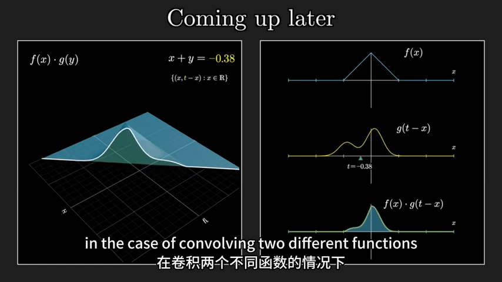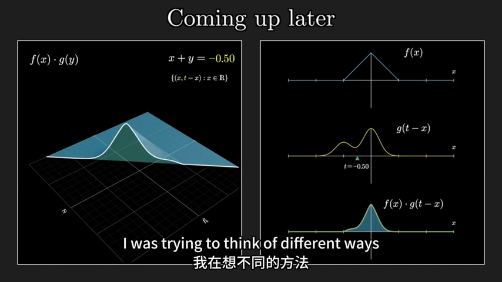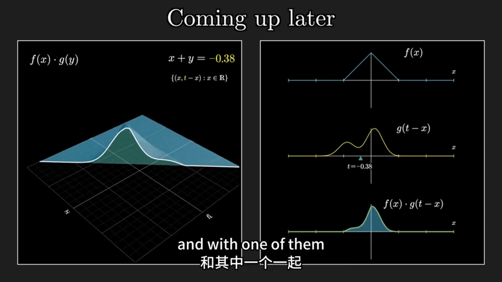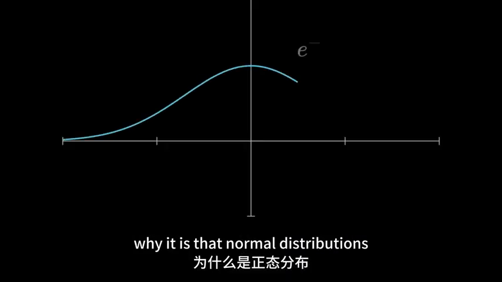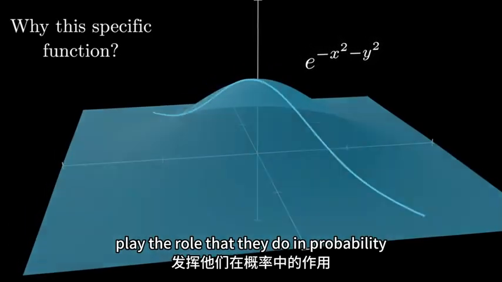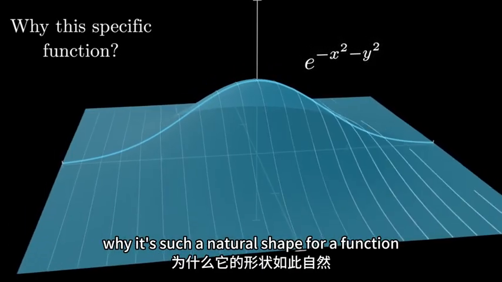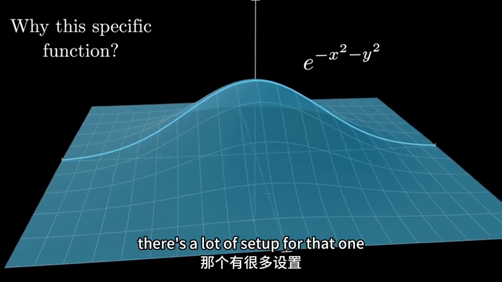And I have to admit, I actually learned a little something while putting together the visuals for this project. In the case of convolving two different functions, I was trying to think of different ways you might picture what that could mean. And with one of them, I had a little bit of an aha moment for why it is that normal distributions play the role that they do in probability, why it's such a natural shape for a function. But I'm getting ahead of myself, there's a lot of setup for that one.